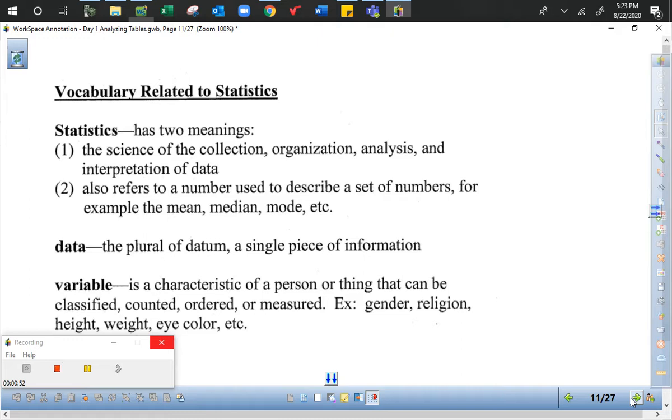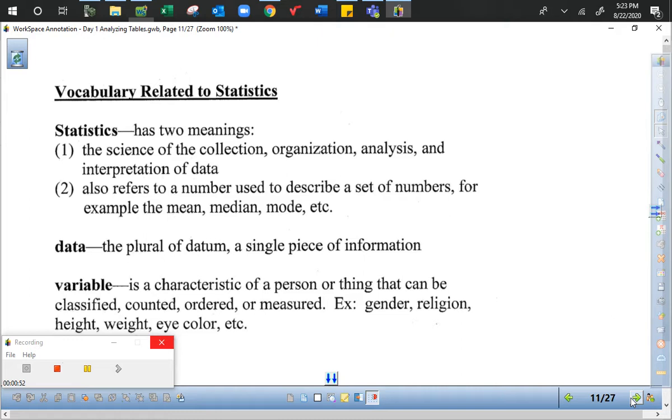Data is the plural of datum, even though you don't see that word very often. When we talk about data, it's plural because we usually don't look at just one piece of information. So if you're looking at the mean, that would actually be a piece of datum, not data.